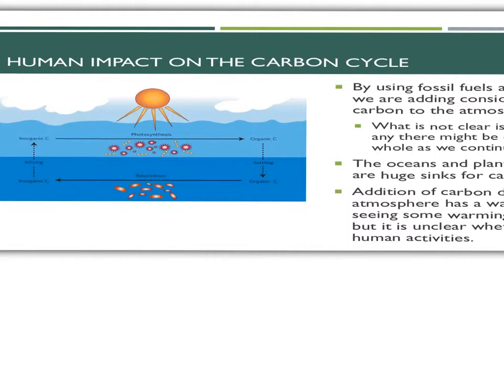This is obvious. The carbon dioxide levels are going up. The question that I have, and I'd like you to consider, is exactly what effect, if any, there might be on the planet due to this burning of fossil fuel and putting this extra carbon in the atmosphere. The oceans themselves and plant biomass, plants growing, are huge sinks for carbon. So could it be that the oceans can absorb that excess carbon?